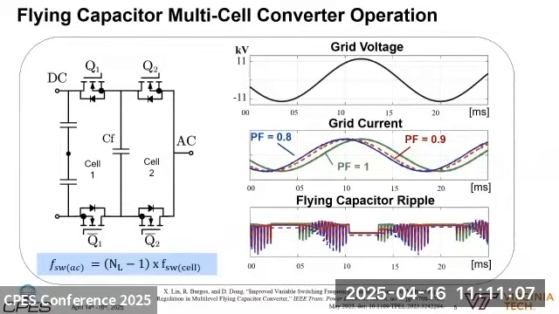We see at the output a switching frequency that is proportional to the number of levels, and the flying capacitor ripple is related to the switching frequency, but it also varies with the power factor of the operation, as can be seen in the waveforms. If you change from power factor 0.9, for example, to power factor 0.8, you're going to have more voltage ripple.